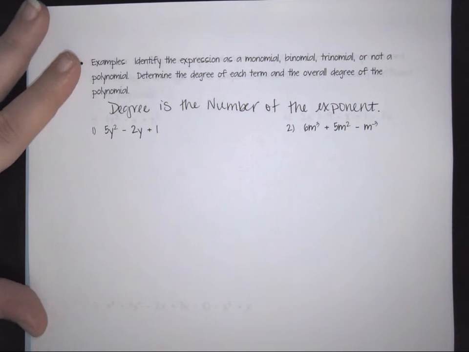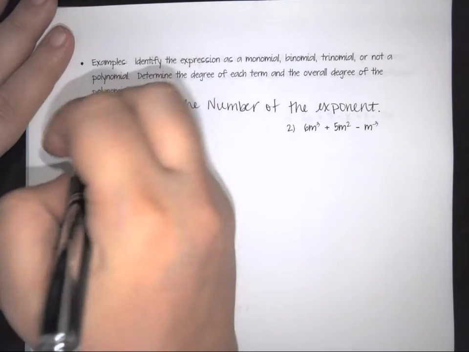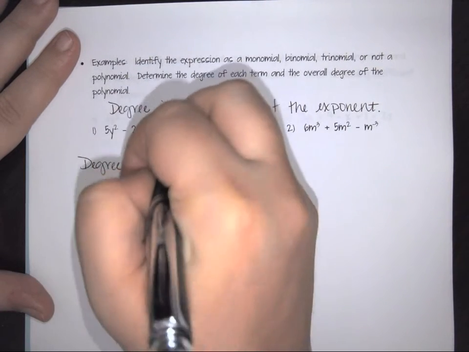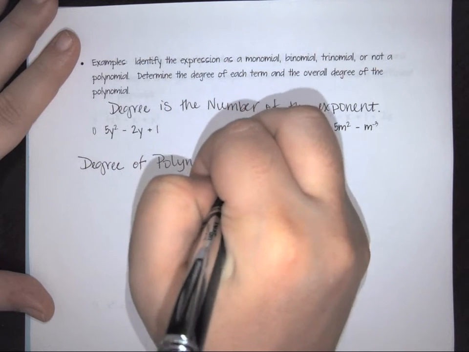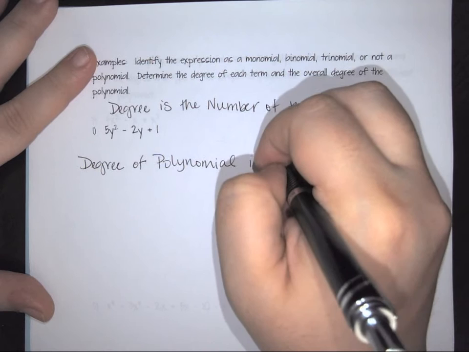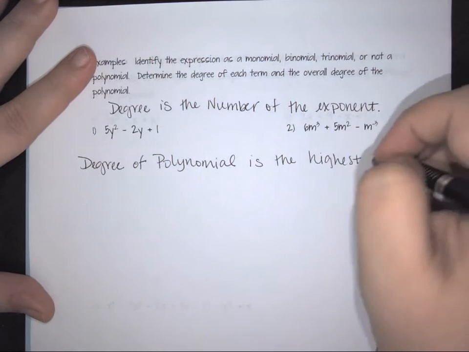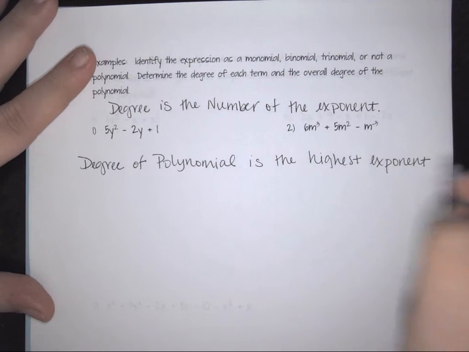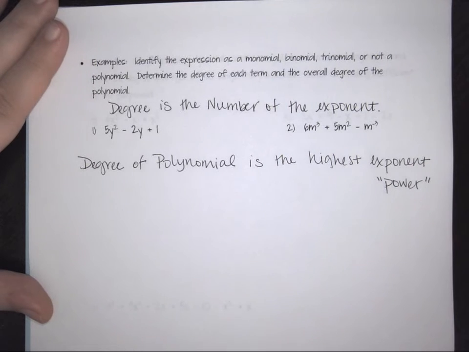Now, when we want to know the degree of a polynomial, our degree of a polynomial is the highest exponent, or better known as power.